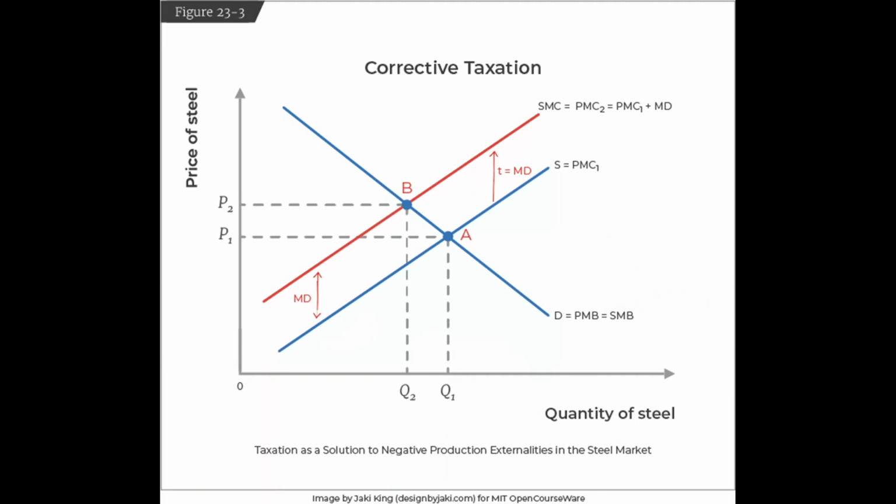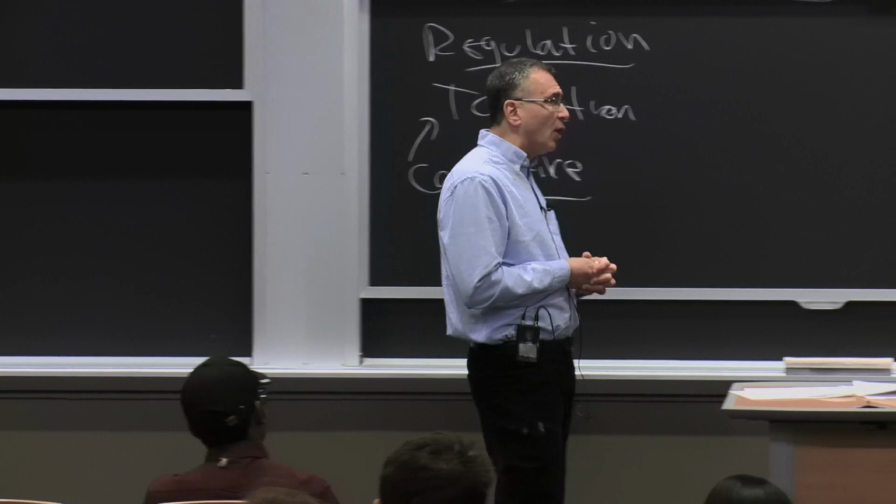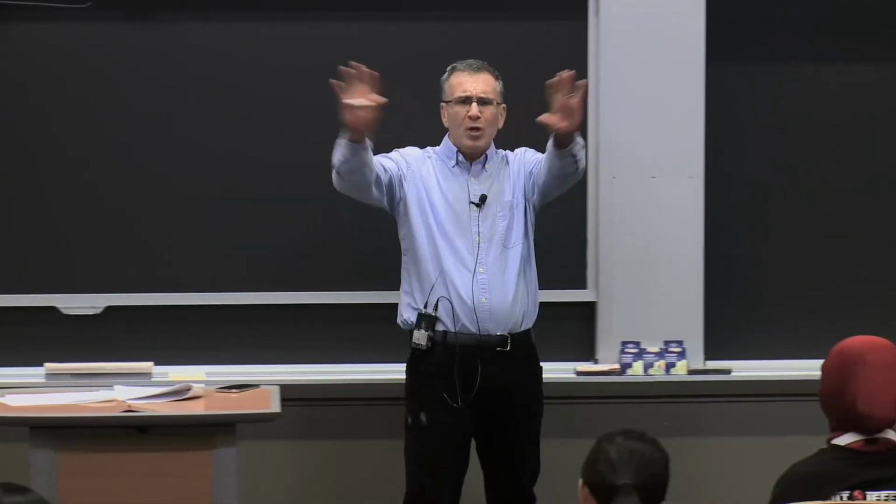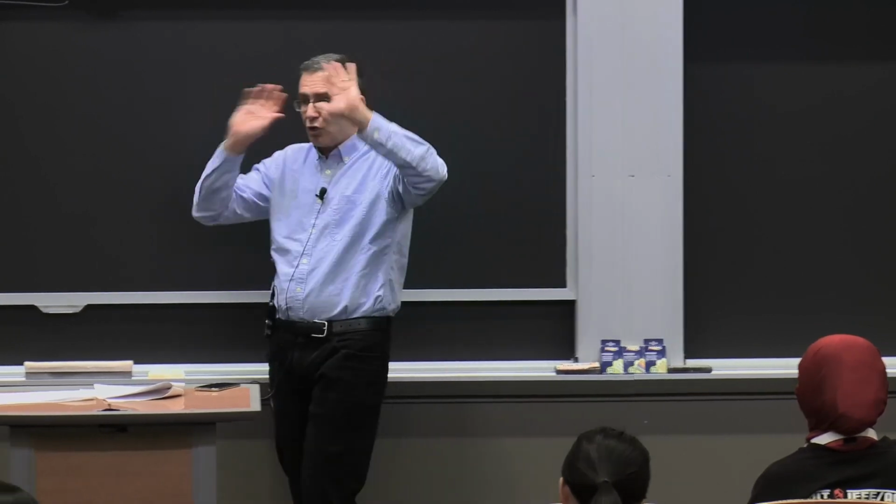Back to the steel market. Imagine I don't know the supply and demand curves. I just know the size of the externality. It's $100 a unit of steel. So I simply go to the steel plant and say, look, for every unit of steel you produce, I'm going to charge you $100. You do what you want. I don't know where you're going to end up, but I charge you $100.